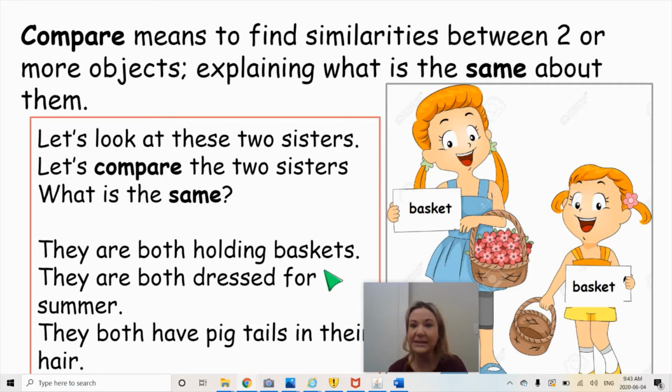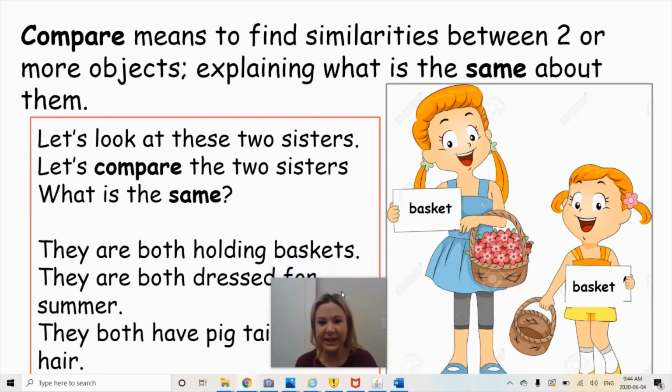Compare means to find similarities between two or more objects. So comparing is to look for things that are the same, okay? So let's look at the two sisters here. Okay, there's the two sisters. And what is the same between them, okay?